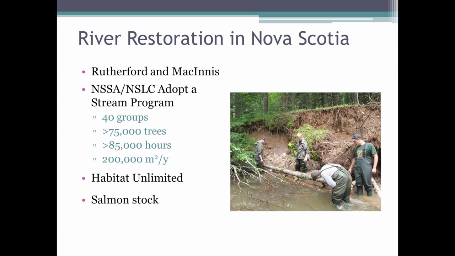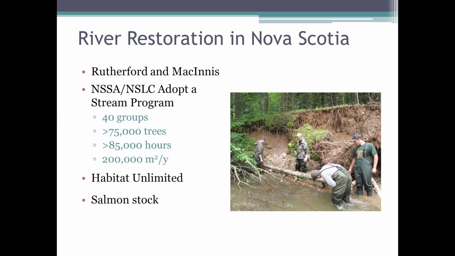And this has really developed up into this Nova Scotia Salmon Association, Nova Scotia Liquor Corporation, Adopt a Stream program, as it's really come out of that work. And to date, that program has funded over 40 different groups, and you can see some of the stats there, over 75,000 trees. And they're restoring about 200,000 square meters a year, so through that program.